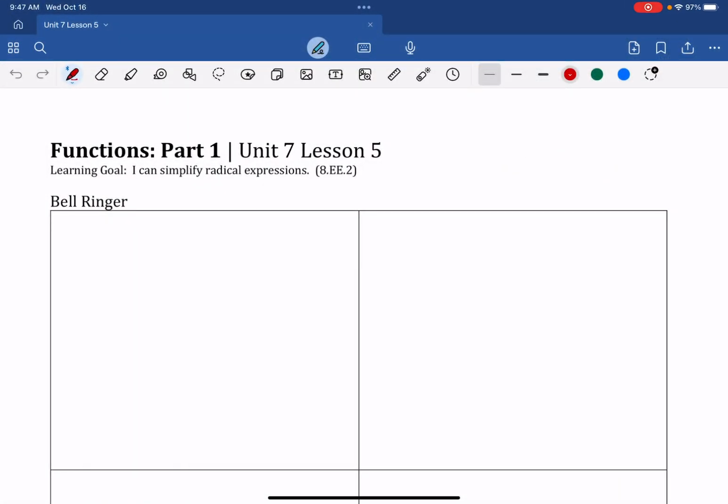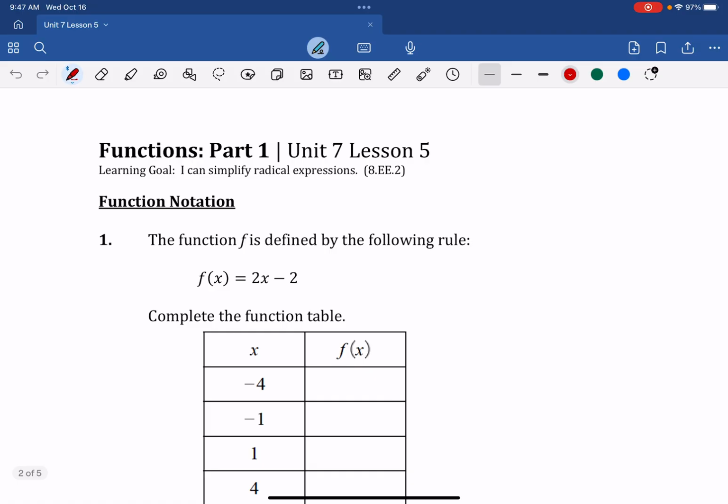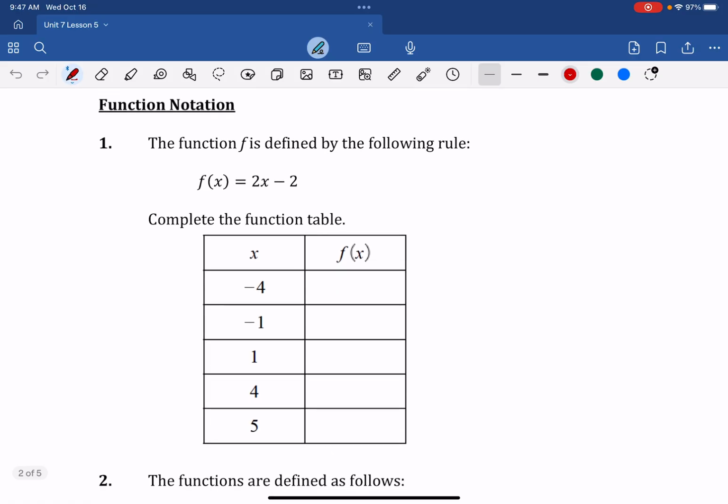This is Unit 7, Lesson 5, Functions, Part 1. There is no bell ringer today because we took a quiz, so we'll go to the next page. Let's just review function notation.